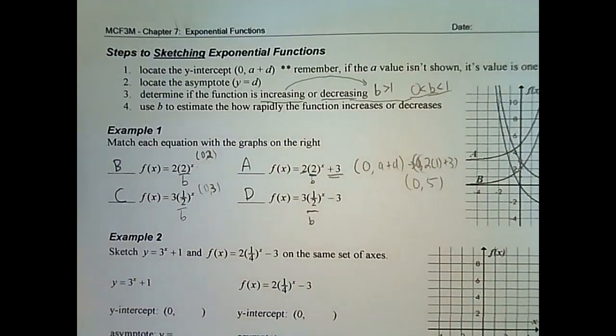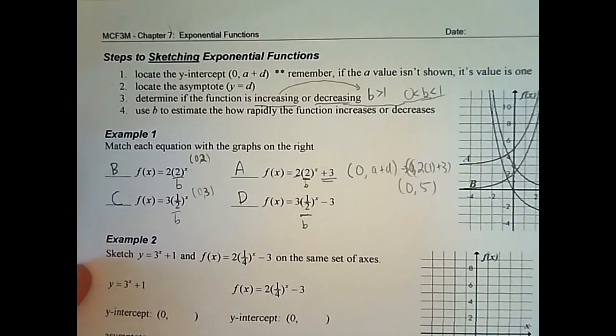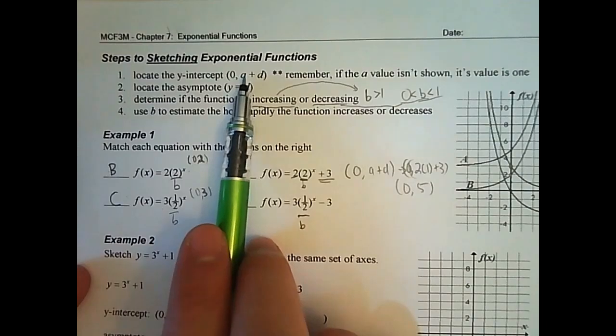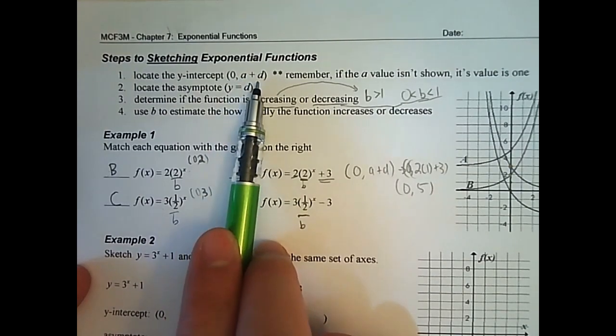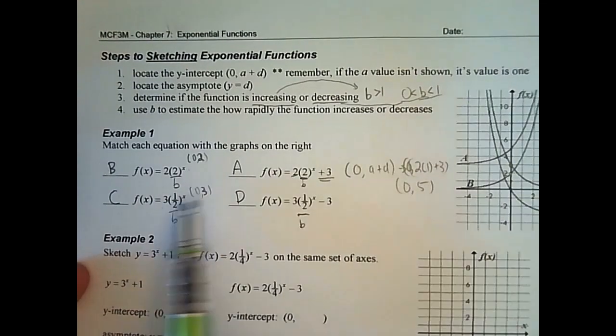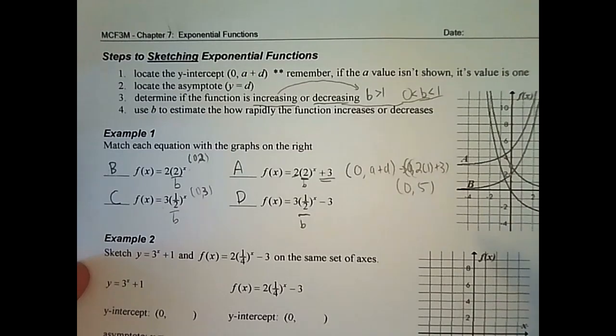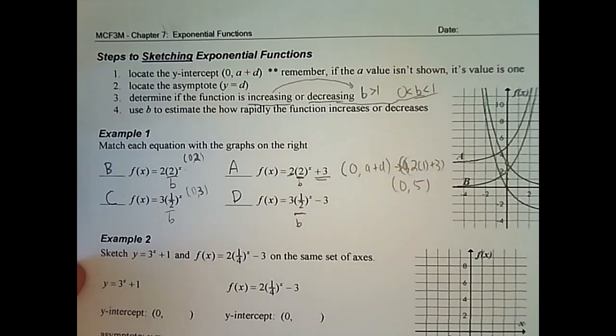So the things that kind of helped me figure this out were, first off, the B value to see if it's increasing or decreasing. Then I can check my y-intercept with 0, comma A plus D. Or I can just do the vertical shifting up and down, and I can double check too. But I have to remember the A value does stretch or compress that y-intercept as well. So that's how we do example 1.